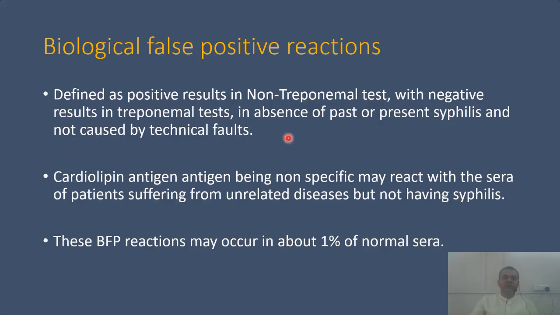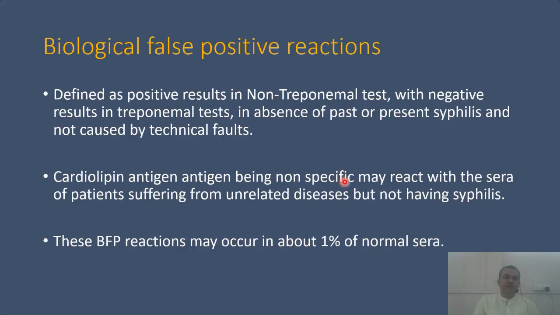So this is due to something else, where the patient does not have syphilis but still gives a positive result. In what cases does this happen? Because we are using cardiolipin antigen. The cardiolipin antigen which we use in the VDRL or RPR test, the non-treponemal test, is not specific for syphilis.